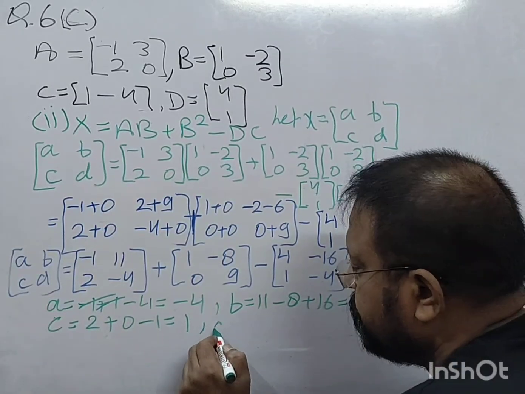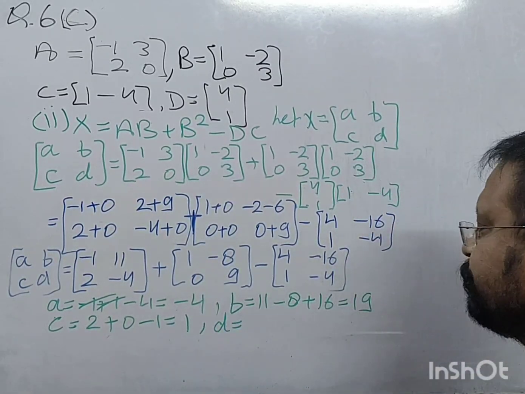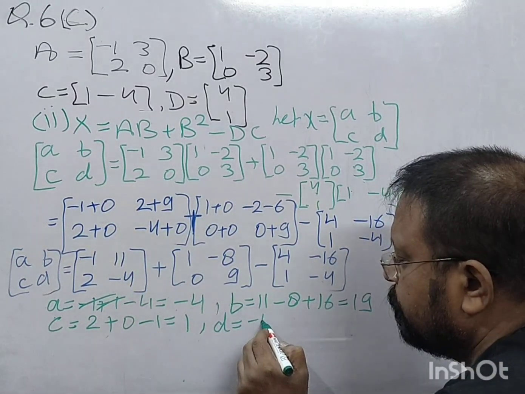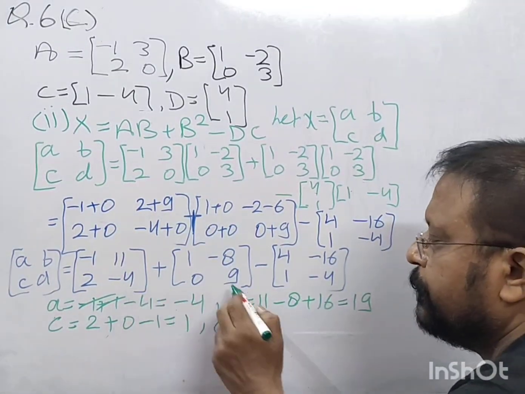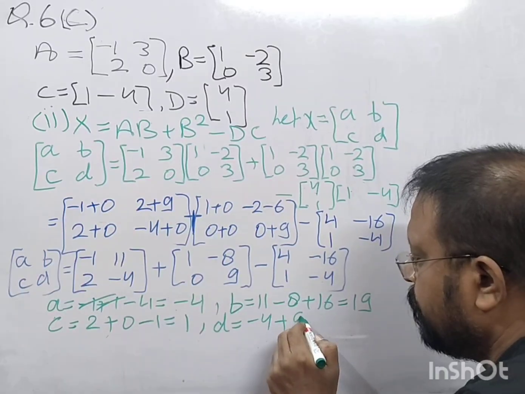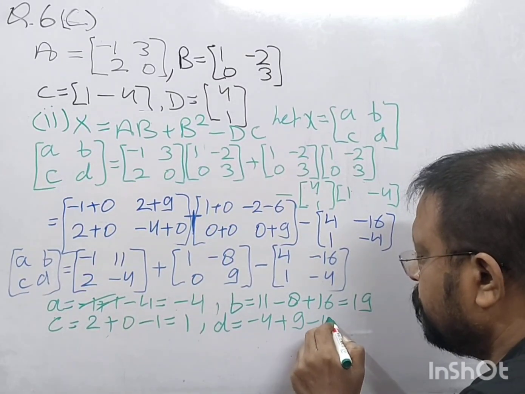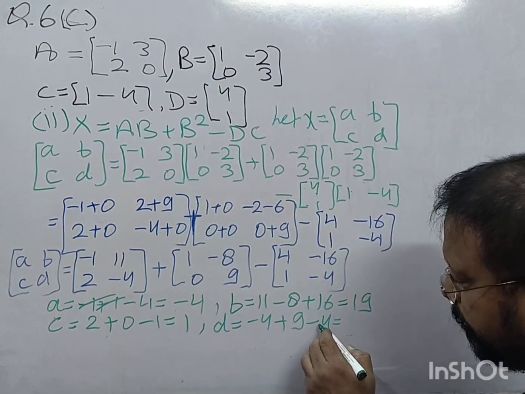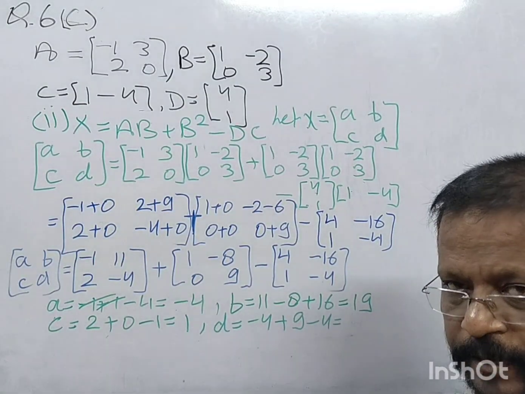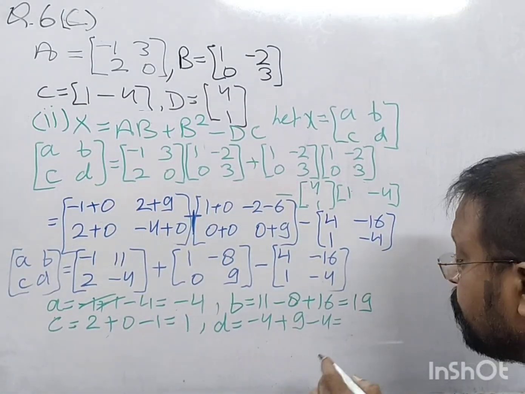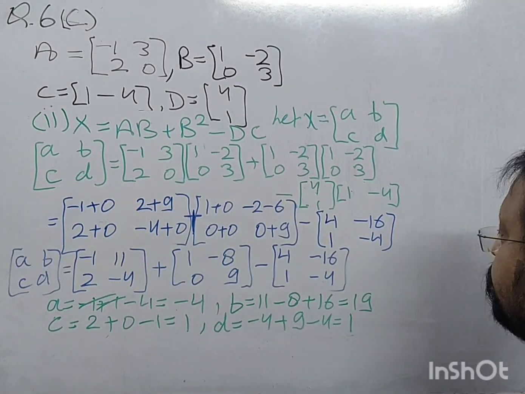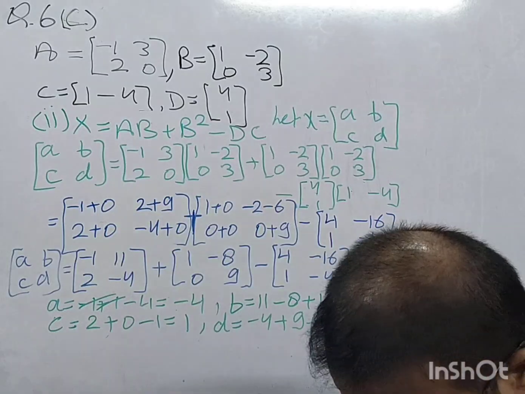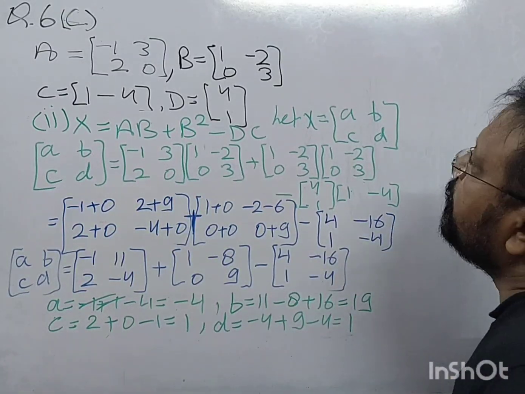And D is equal to minus 4 plus 9 minus 4. So it becomes how much? Minus 4 becomes minus 8. 9 minus 8 becomes 1. You get 1. Right? So at last you get the matrix X.